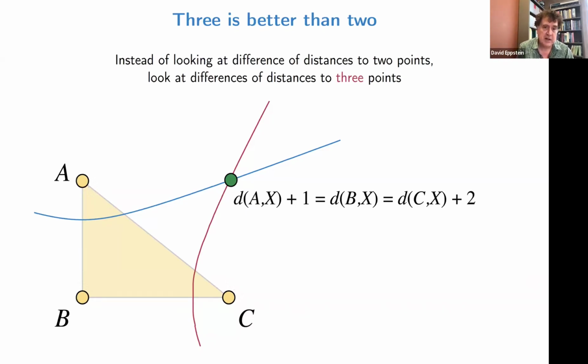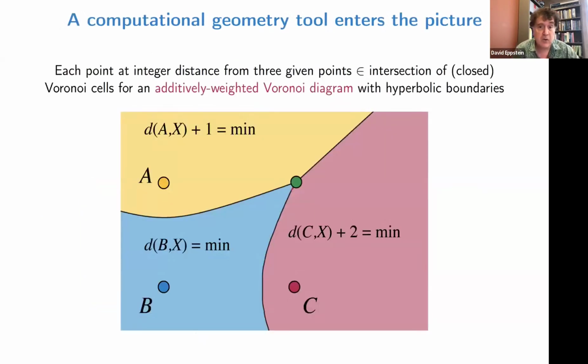And if I have 3 points and I want to look at a fourth point that has some sort of equidistant property adjusted with these +1s and +2s from those 3 points, now we can use computational geometry, we can use Voronoi diagrams, because this fourth point, in order for these 3 distances to be equal, has to lie at the vertex of a Voronoi diagram, at a point where these 3 Voronoi cells meet. This Voronoi diagram is the minimization diagram of these 3 functions, and it's just an additively weighted Voronoi diagram.